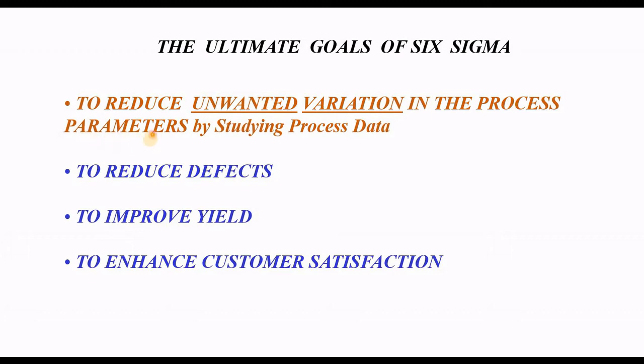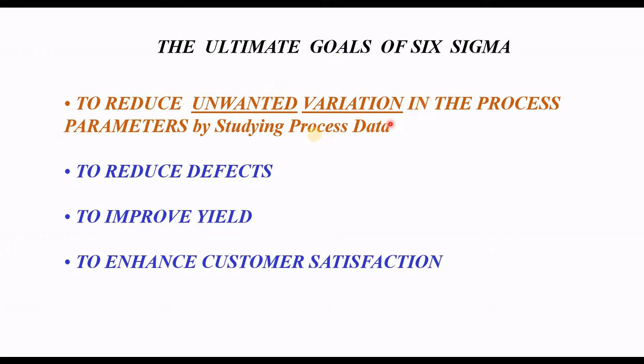Whatever parameter you are measuring in the process, the goal of Six Sigma is to kick out the unwanted variation. Remember, we are targeting unwanted variation. We are not targeting variation. Nobody in this universe can eliminate variation. Variation is an intrinsic part of any process in the universe. You cannot eliminate variation. We need variation, in fact. If we don't have variation, all of us will look the same. What we are targeting is unwanted variation.